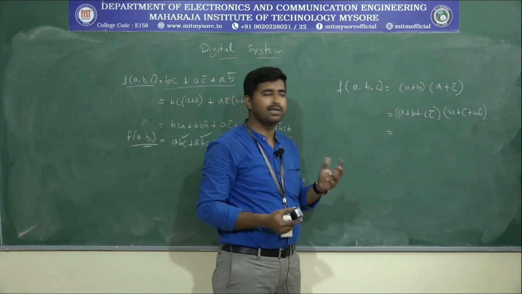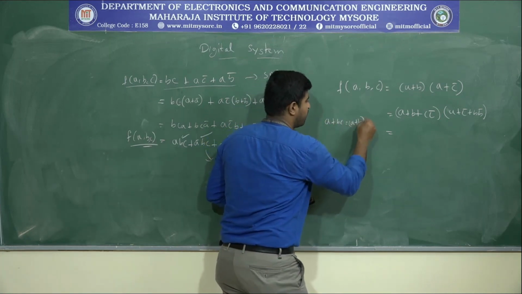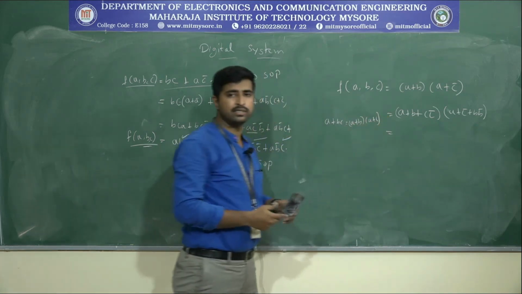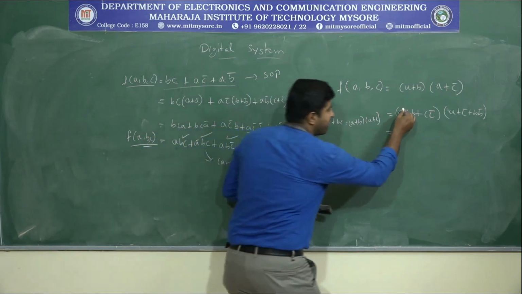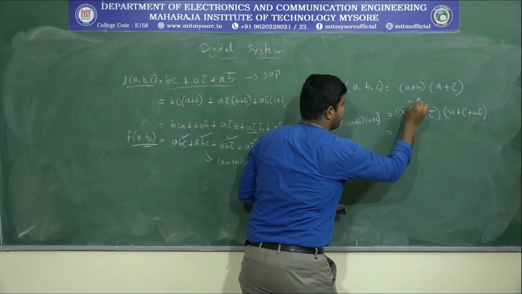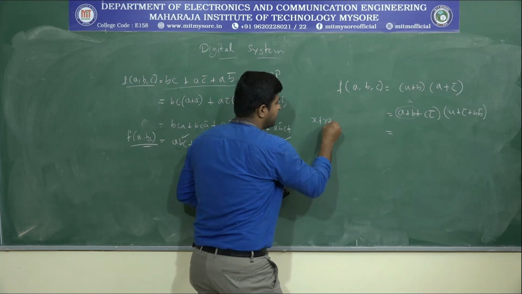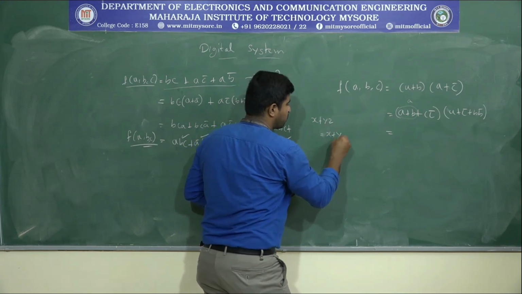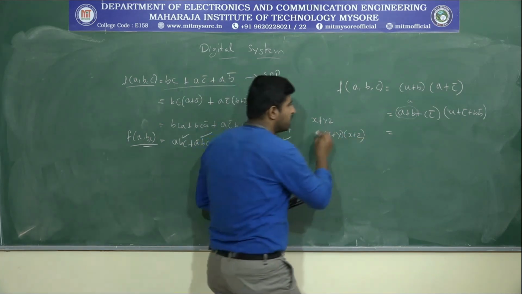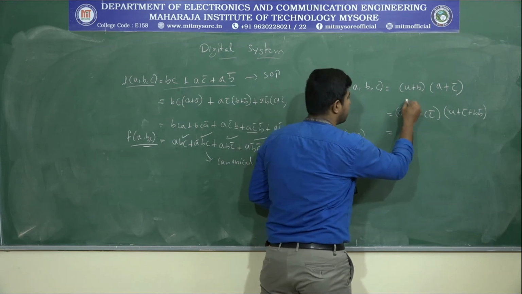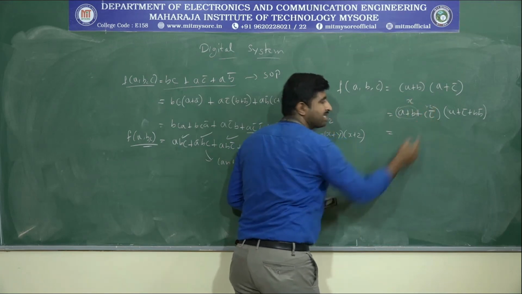Now we need to apply the distributive law. I hope you know the distributive law. So what is the distributive law? A plus BC equals A plus B and A plus C. Hope you know this, the distributive law of the Boolean theorem. If you use A, B, C you may get confused, so I will use x plus yz equals x plus y and x plus z. This was the distributive law. So this entire term I will consider as x and this is the yz. So we can write it as x plus y and x plus z.